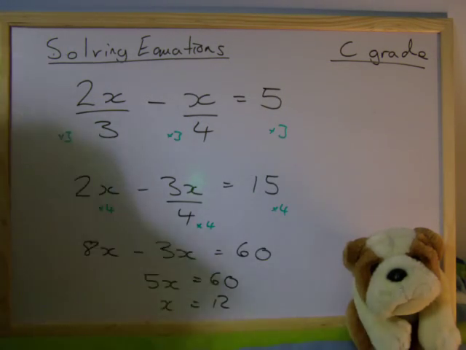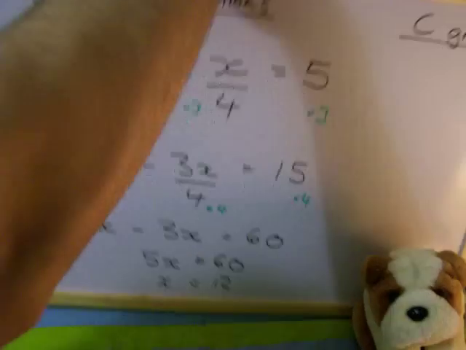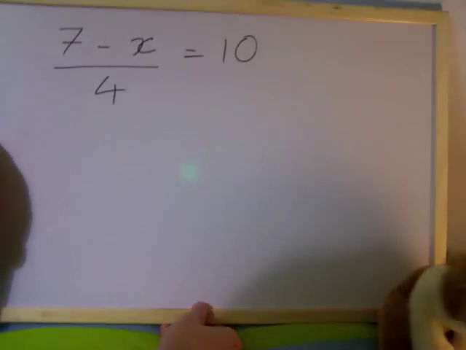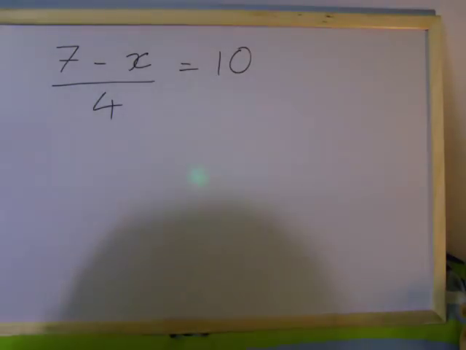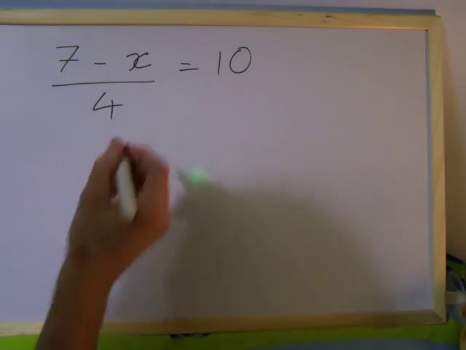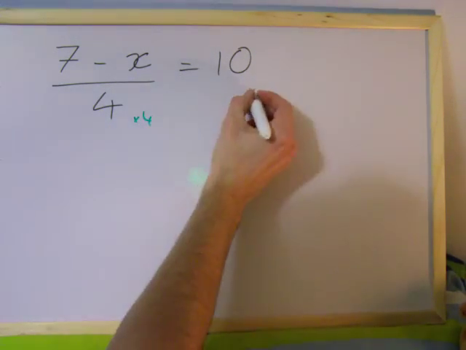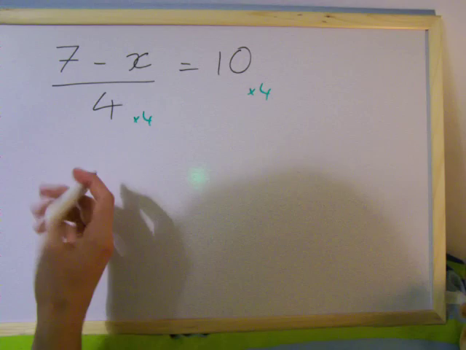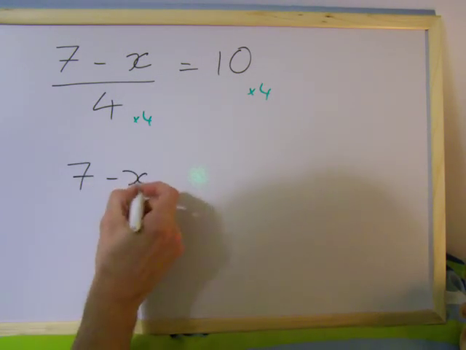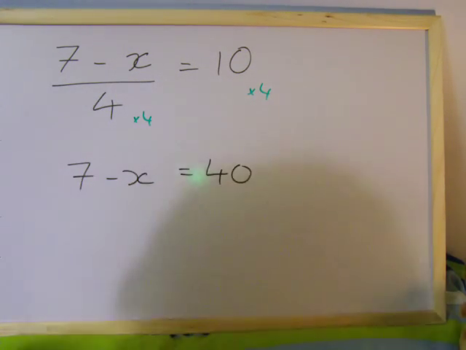Right, let's do one that's about the same level. Okay, you can see that. Good. Right, 7 minus x all over 4 equals 10. I want rid of the divisor first. So I'm going to multiply both sides by 4. Okay, and then rewrite them. The 4's just cancel here, so I'm going to be left with 7 minus x equals 40.